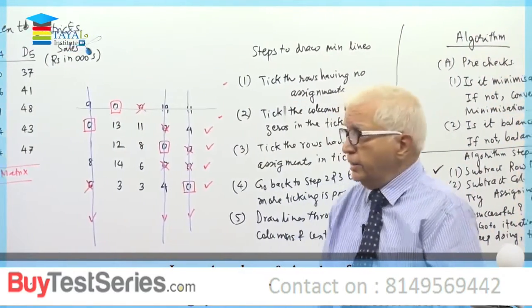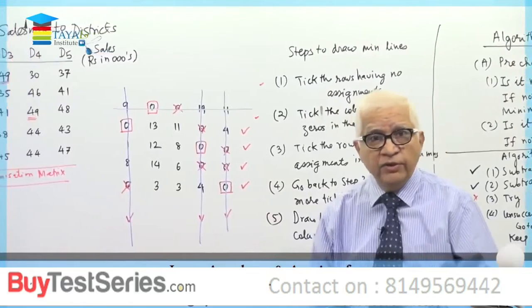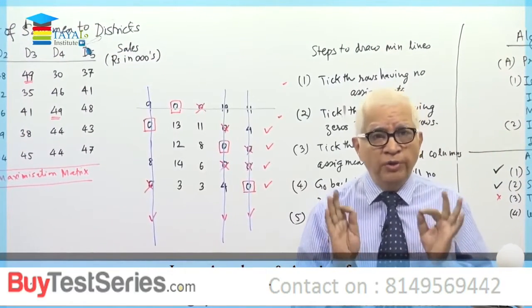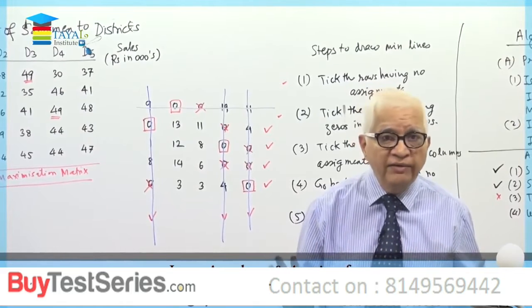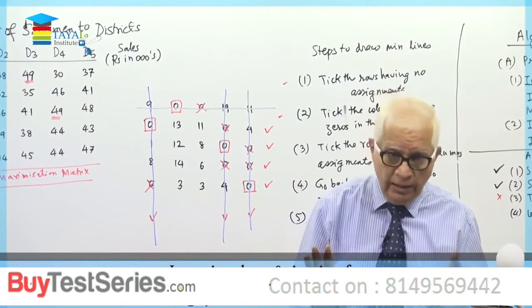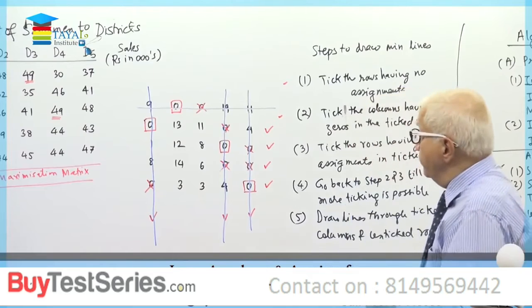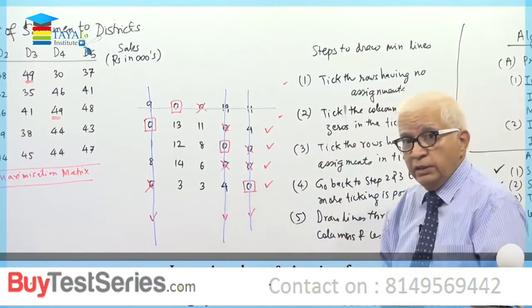The very fact that we could not get 5 assignments in our first attempt means that the number of lines required is not going to be 5, it is going to be less than 5. It could be 4, at the most 4. It could even be 3 and 2. Fine. So this is this step.